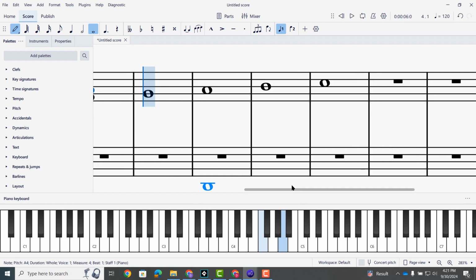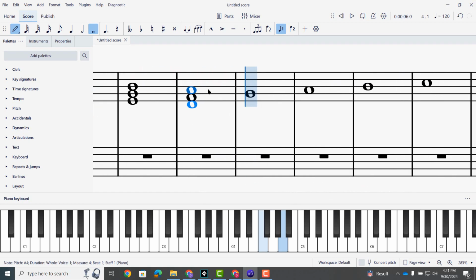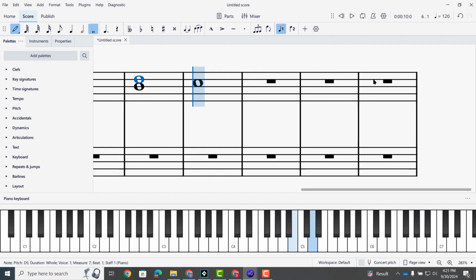Excuse me, I moved over before I was ready. Here's one that starts on the line, so the next two are lines. It starts on a space, and then continuing until we get back to our C.